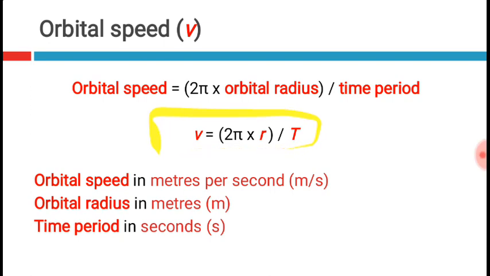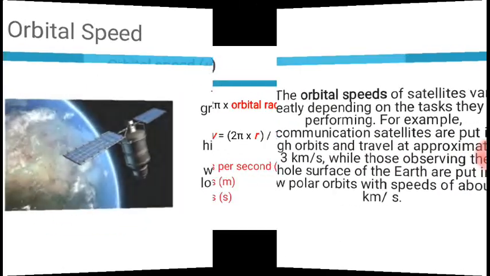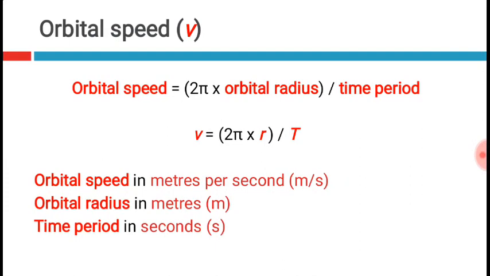So this is just like the speed formula, but with one change: distance has been changed to 2 pi multiplied by r. This is a very important point. Just in case you forget, you can recall this formula by relating it with the speed formula.